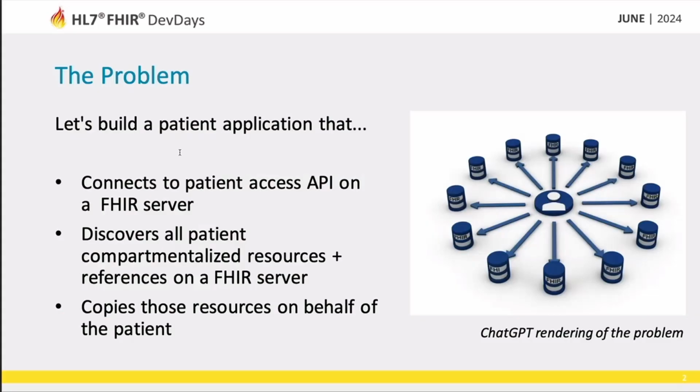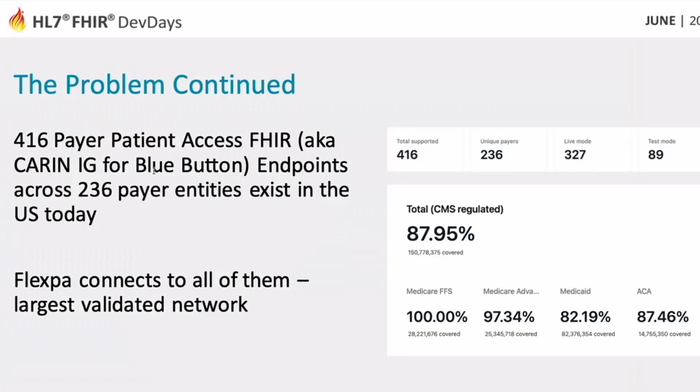speaker. We want to build a patient application that connects to any patient access API on a FHIR server out there in the wild, and that can discover all of the resources that are actually available on that server. This is a problem that Flexba, the company that I co-founded, has attempted to solve. So in production today, we connect to 416 FHIR Patient Access APIs. So we connect to all of them, so hundreds of FHIR servers, and we have run into some problems. And I'm going to introduce 9 problems to you.